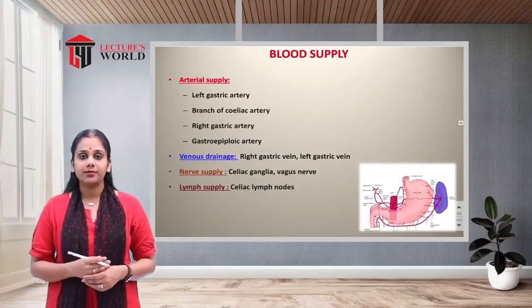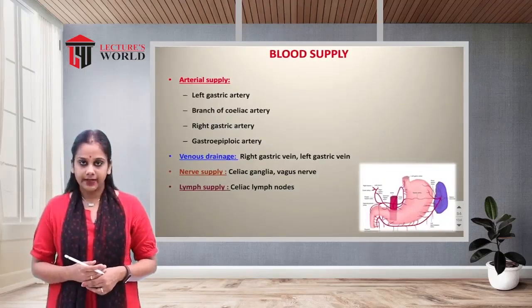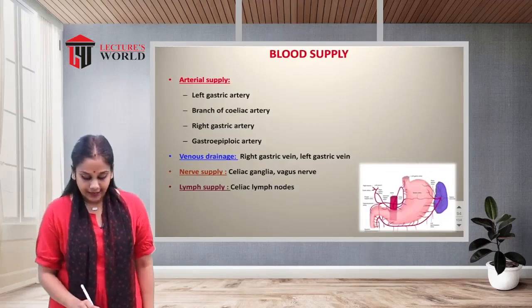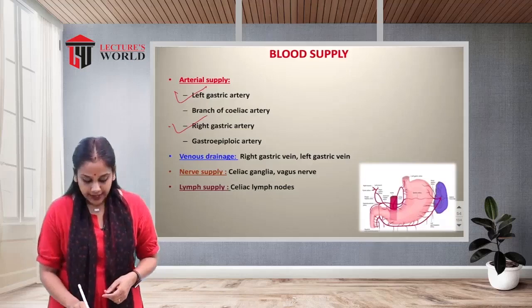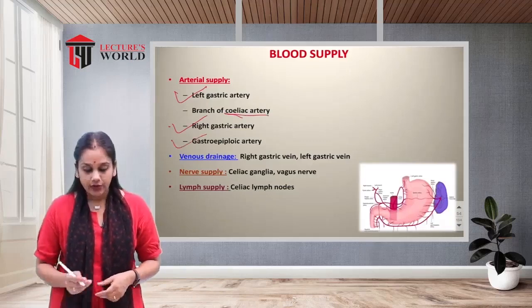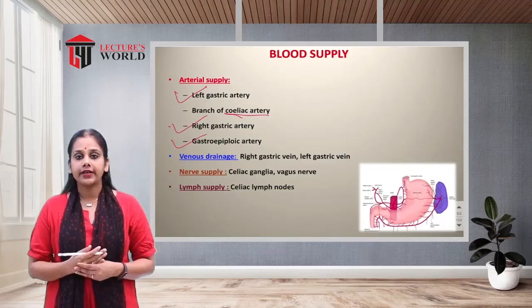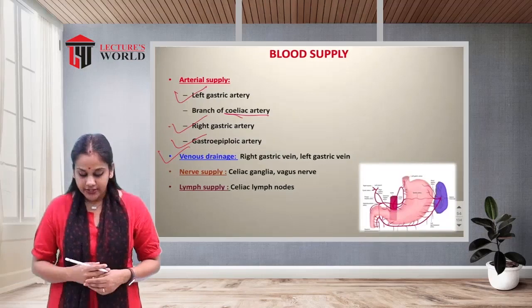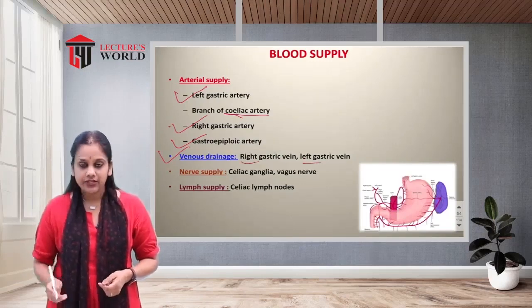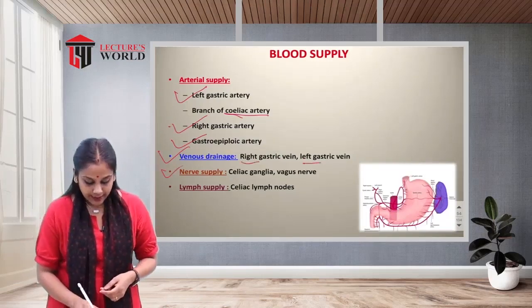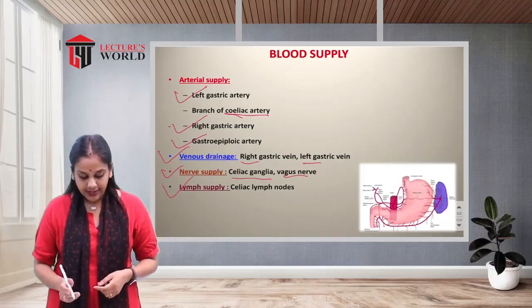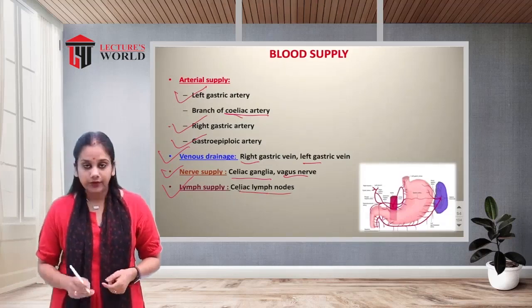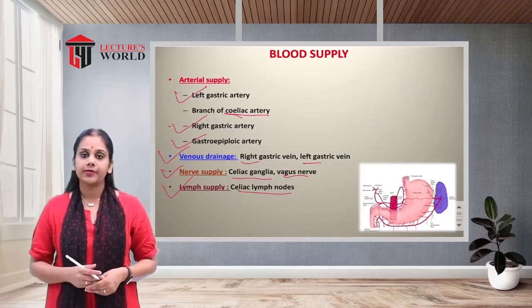Now we will see the blood supply of the stomach. First one is arterial supply, which is given by the left gastric artery and right gastric artery. Then branch of the celiac artery and gastroepiploic artery. The 4 arteries give arterial blood supply to the stomach. Then venous drainage, which is done by the right and the left gastric vein. Then the nerve supply, that is celiac ganglia and the vagus nerve, as well as the lymph supply, that is celiac lymph nodes. So these are the blood supply of the stomach.